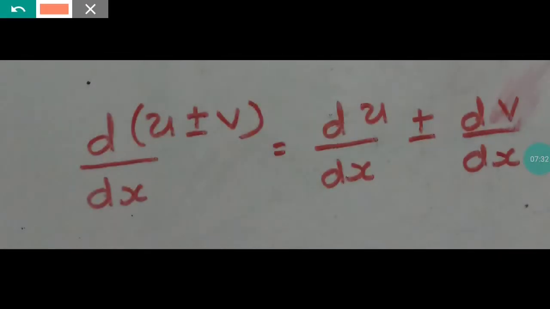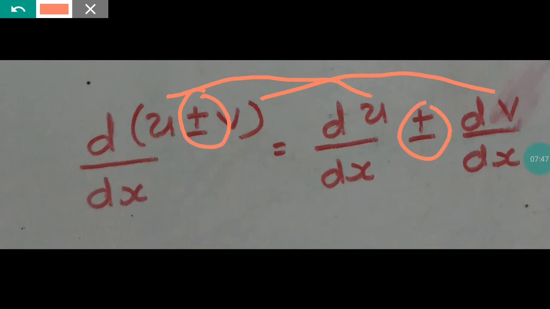What is to be done over here? See, first you differentiate u, and then you differentiate v with respect to x. Whatever sign is there, if plus is there, then plus will appear here, and if minus is there at this place, then minus will appear at this place. Okay, so the formula is d/dx of (u plus minus v) is equal to d/dx of u plus minus d/dx of v.